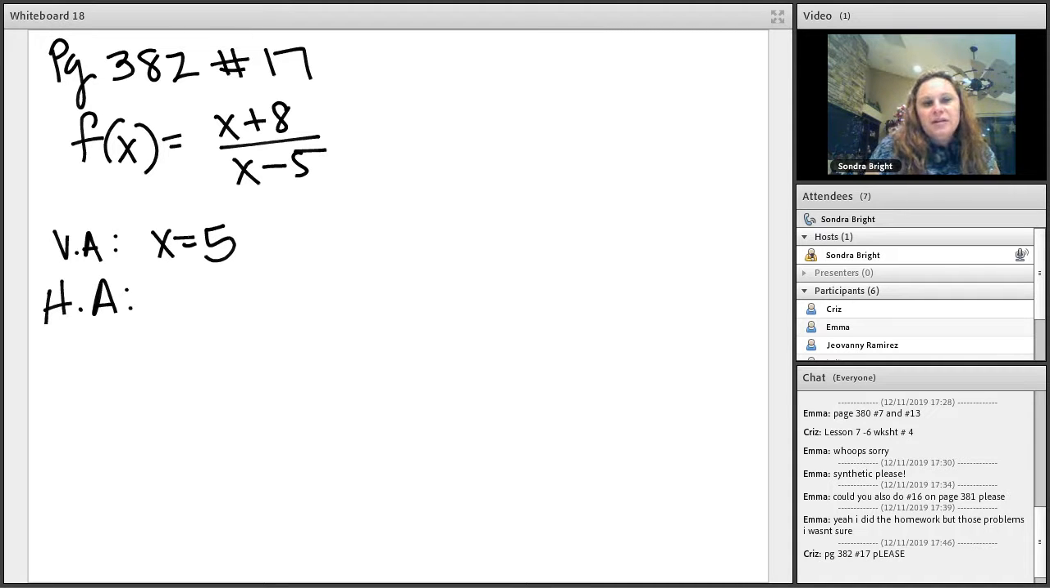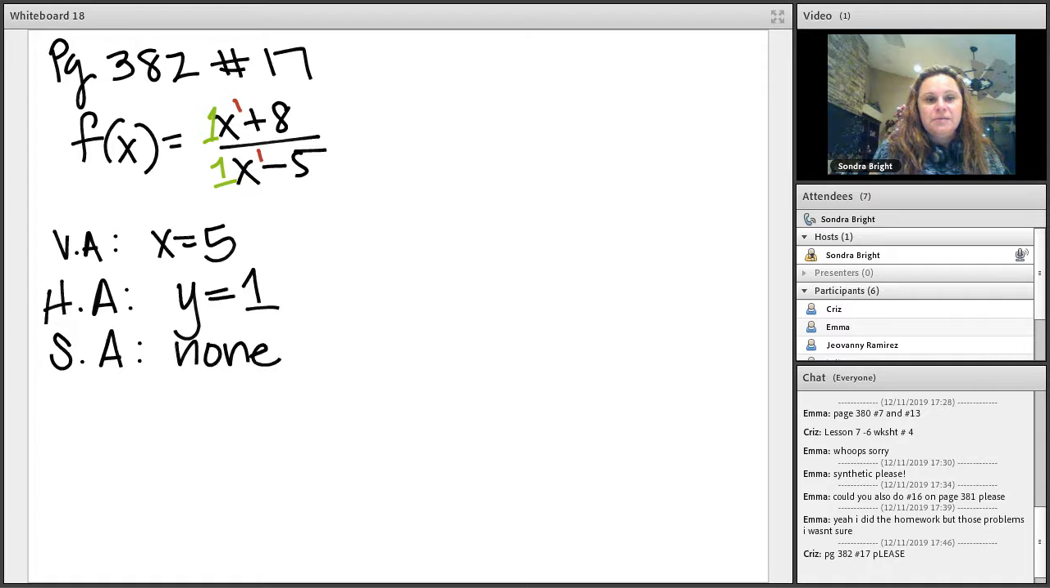Well, you look at the degree on top and it's a 1, and the degree on bottom is also a 1. So the degrees are the same. And so y equals the leading coefficients, a over b, will be your horizontal asymptote. And there's an invisible 1 over 1. And 1 over 1 is just 1. So y equals 1 is your horizontal asymptote. If you have a horizontal asymptote, you do not have a slant asymptote. It's one or the other. It's never both.